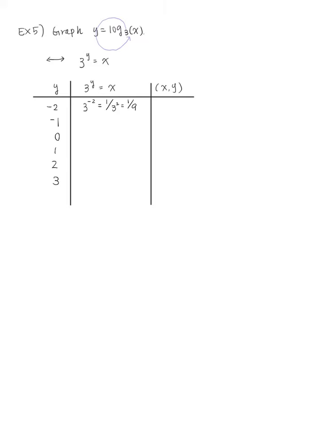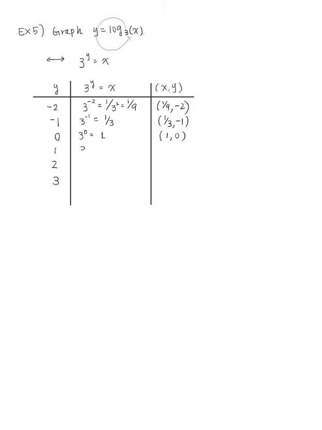So here, what we're going to get is, be careful, our y is the first number, and then the x is the 1 over 9, the second one. So here, our x comma y is going to be 1 over 9 comma negative 2. Now let's go with when y equals negative 1, we're going to have 3 to the negative 1, which is 1/3. So here you're going to have 1/3 comma negative 1. And when y is 0, 3 to the 0 is 1. So you're going to have 1 comma 0.